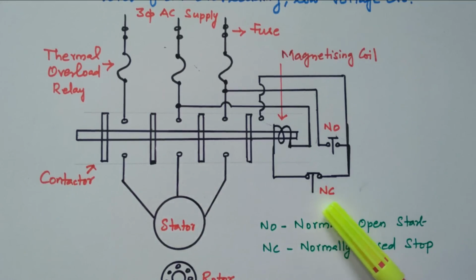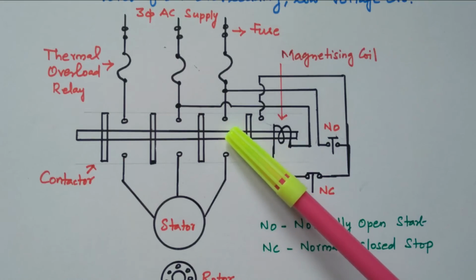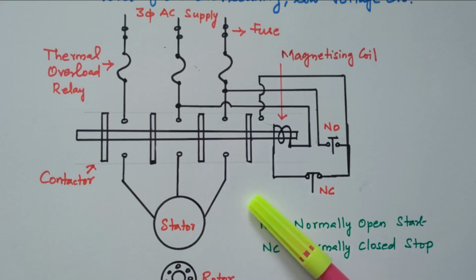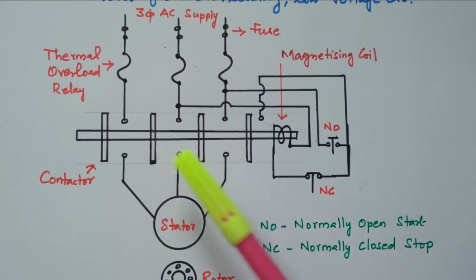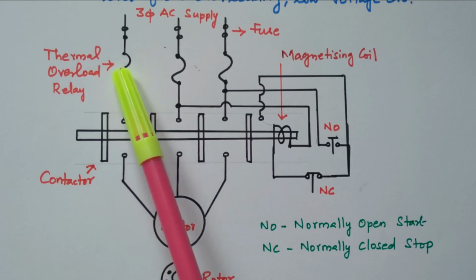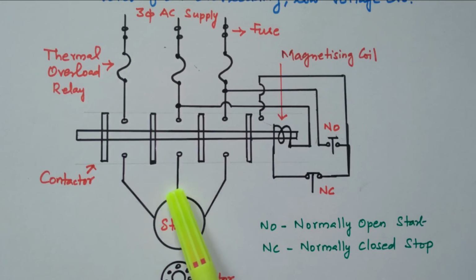If we want to stop the motor, we can open this NC. This contactor NC is open, so the supply given to the magnetizing coil is disconnected, so it becomes de-energized, and so the motor is disconnected from the supply. If the motor goes for any overload or overcurrent, the more current is taken by the motor, the temperature increases. Due to that, the thermal overload relay will cut the supply to the stator winding, so that it will protect the motor from the overload or overcurrent.